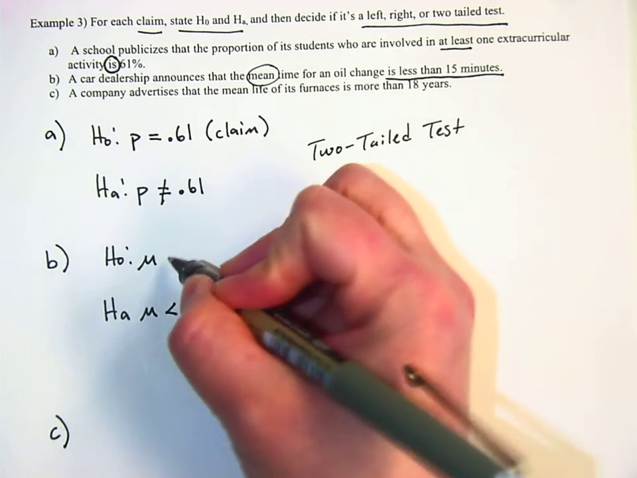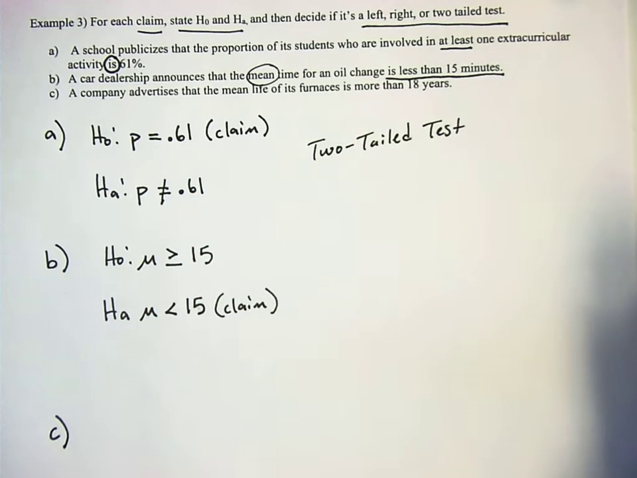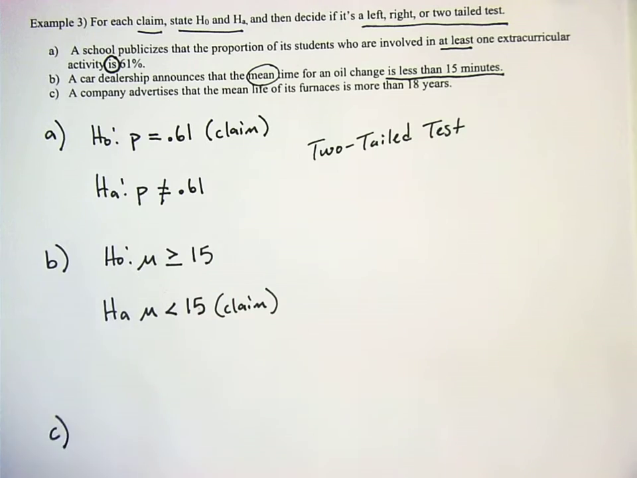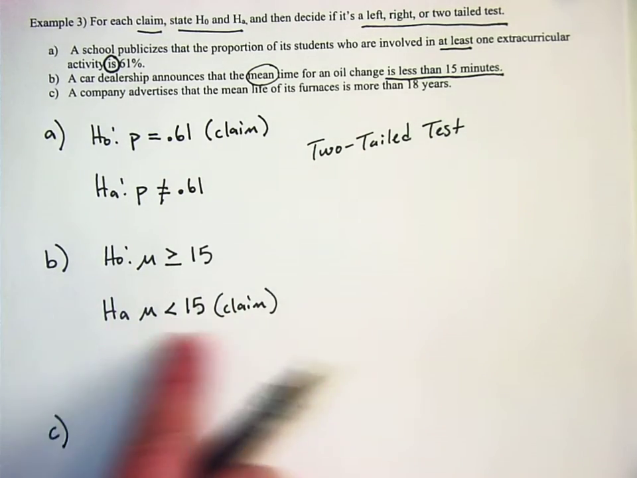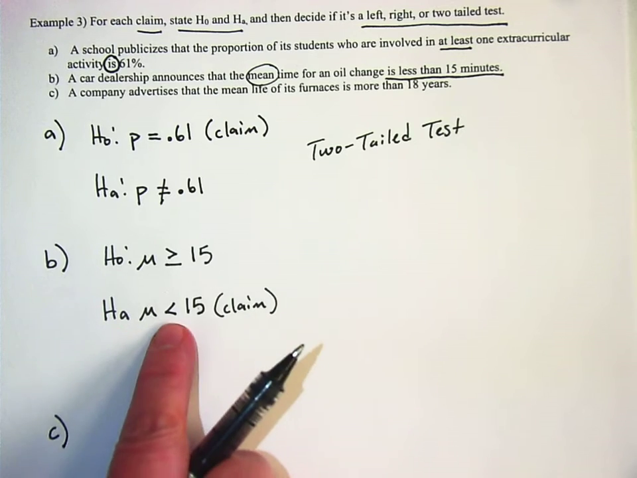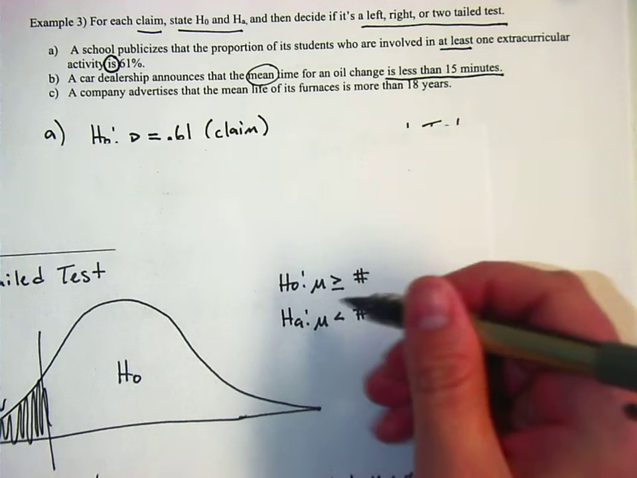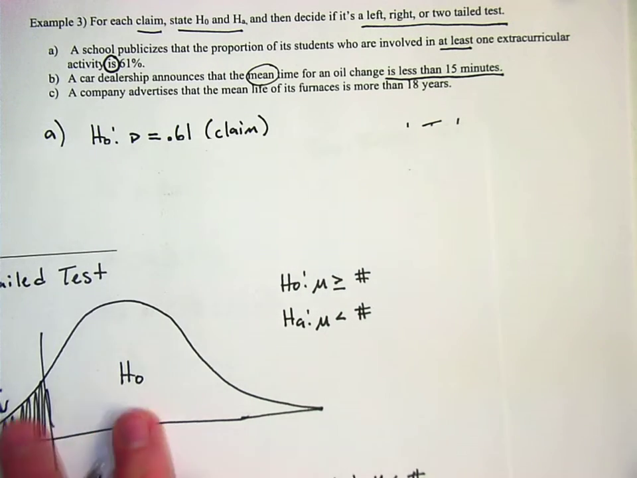And to prove them wrong, it would be greater than or equal to 15. Because they said less than 15, so 15 doesn't count. It has to be less than 15. Remember, the alternative is the thing that tells you the direction of the tail. If you look at this sheet, you see that the one that matches this with greater than or equal to or less than is a left-tailed test.